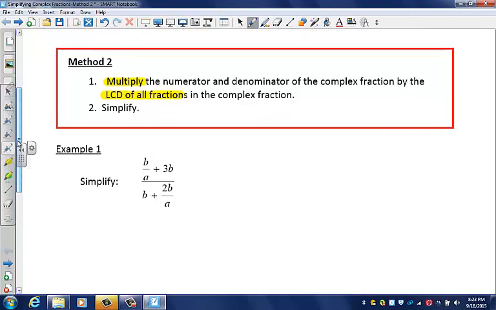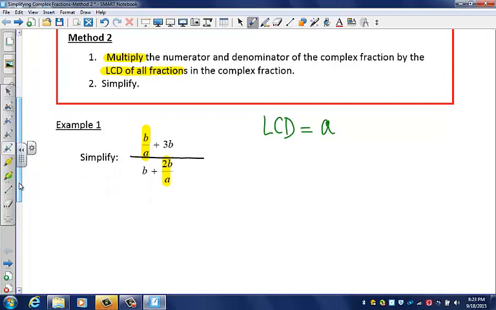In this, you notice it's the same example I did in the other video for method 1. In my complex fraction, in the numerator, I have one fraction, and in the denominator, I have one fraction. So the idea is I need to come up with the least common denominator of those two fractions and multiply everything on top and everything on bottom by that denominator. Both fractions have a denominator of a, therefore the least common denominator of all the fractions in the rational expression is a.